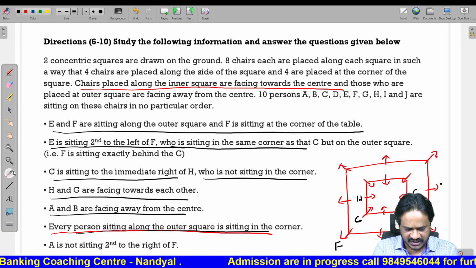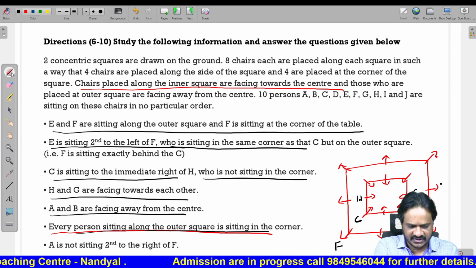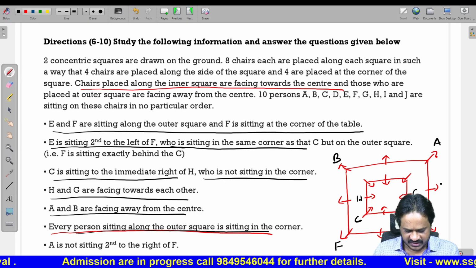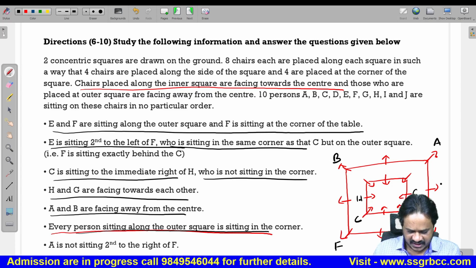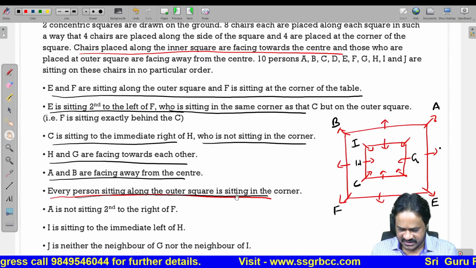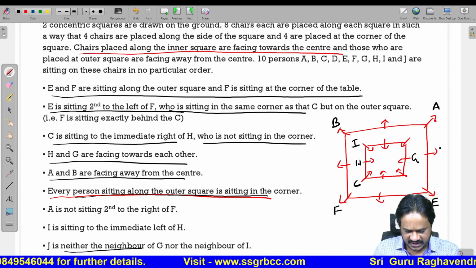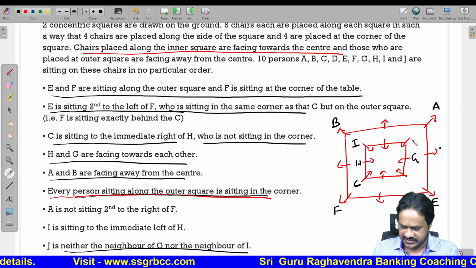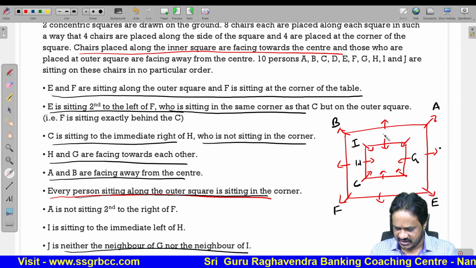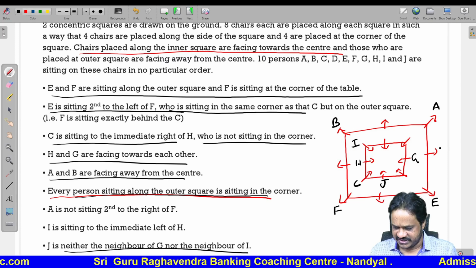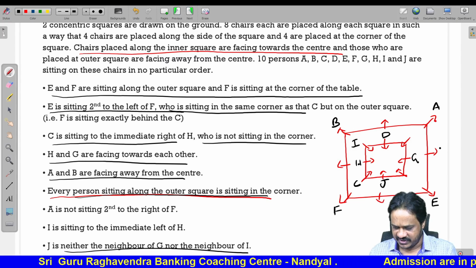Here we won't get A. That means here we will get A. And here we will get B. Then next one, I is to the immediate left of H. Next, J is not the neighbor of G nor I. So J is not the neighbor of G, which means J will not come here or here. Here we will get J. D is not adjacent to G, which means D will come here.